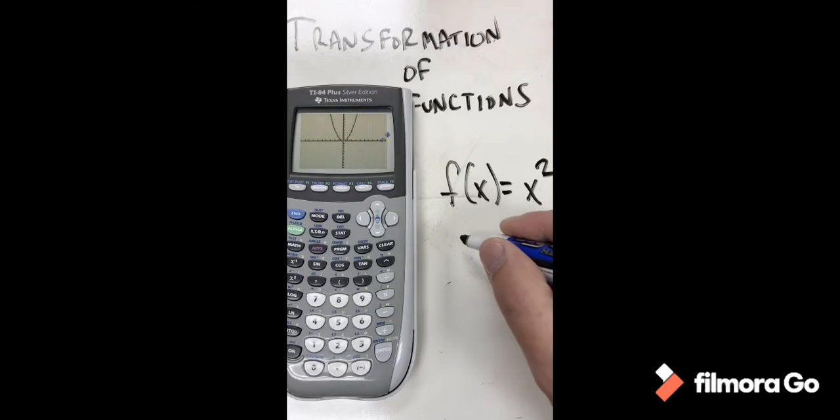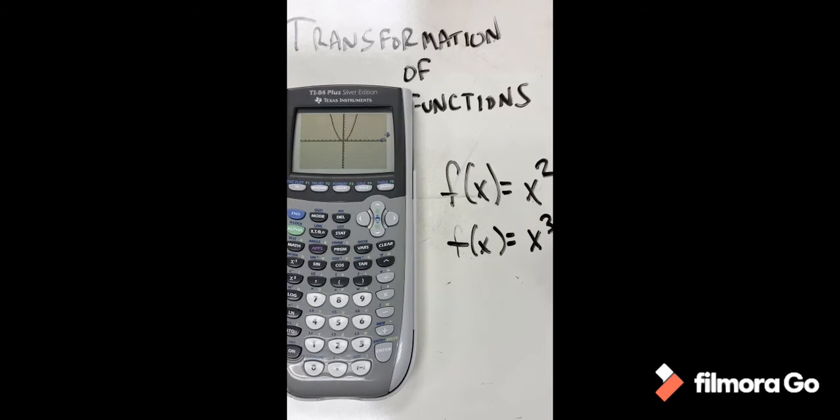The second one is f of x equals x to the third. So if we go back to our y equals, I'm going to again clear out my screen there. I can type in my x, and then I can do the caret key and put in 3. That gets me my x to the third, and then I can hit my graph. So that's one way to do that.